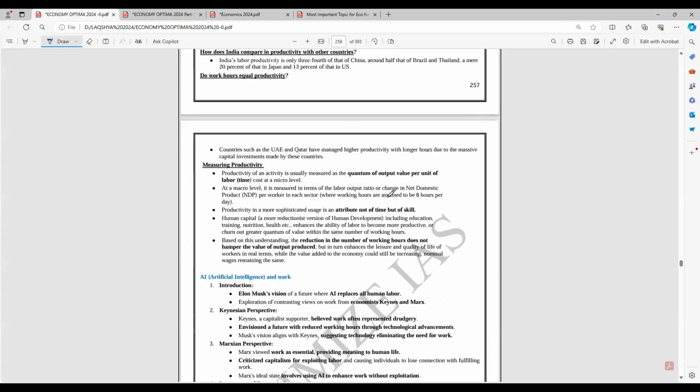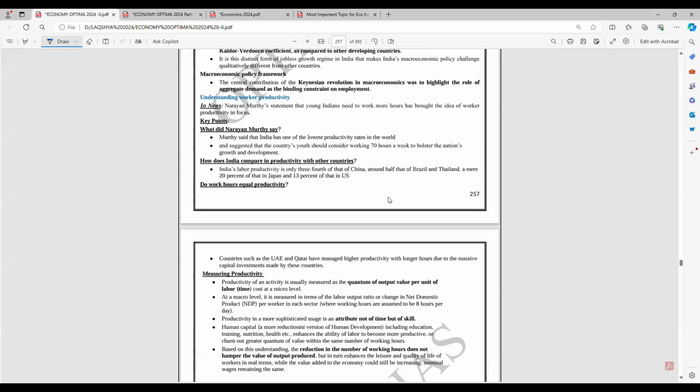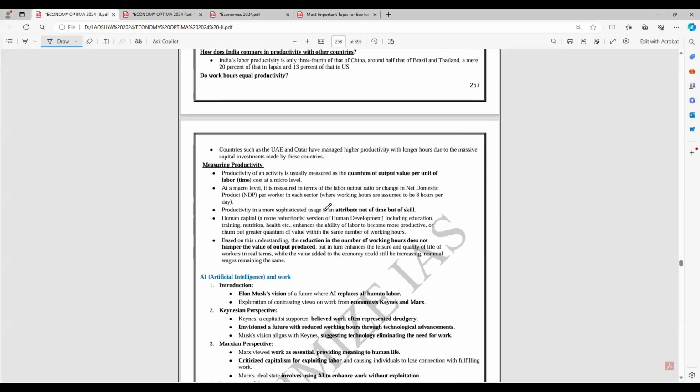So you can see this. Next controversy which was there this year, worker productivity. See, many people say India has the lowest worker productivity in the world. Some people say that worker productivity is less. What is worker productivity? Output per unit of labor is called worker productivity. So many people say that productivity is less in India, but overall Indians work more, work harder.